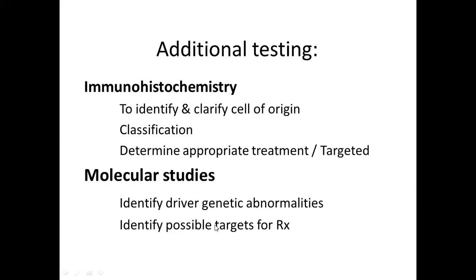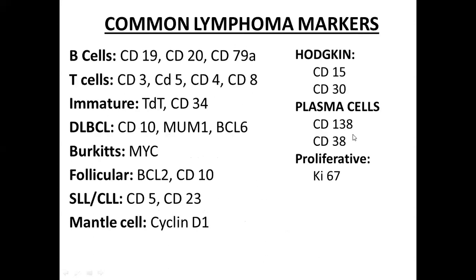Sometimes we also do molecular studies. As I mentioned, most of these lymphomas have a genetic abnormality. So we identify the driver mutation and also possible targets for treatment, whether it's in the proto-oncogene category or the tumor suppressor gene category. The common immunohistochemistry markers that we use to further clarify or classify lymphomas are the ones listed. I'm not going into the details. There are those for B cells, others for T cells, others to check whether the cells we see in a slide are immature or not, and also specific ones like for mantle cell lymphoma, for example.